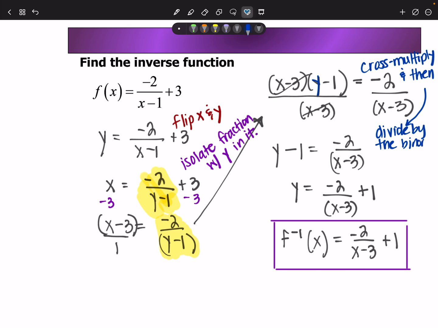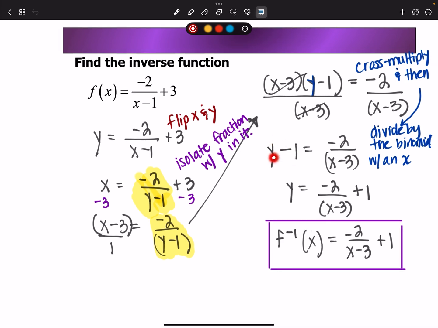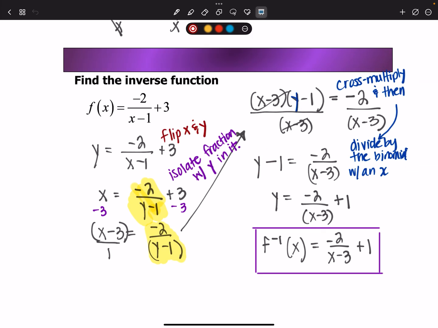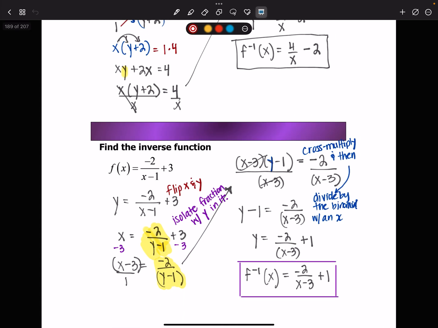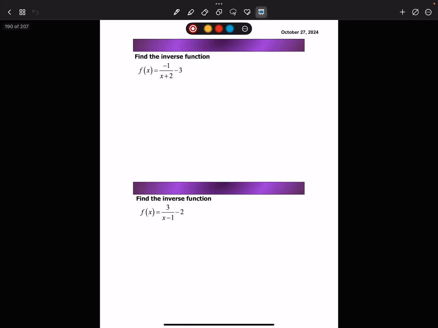By the binomial that has an x. And then from there, you should be able to tell that, okay, now we've got y minus 1 all by itself. Add 1 to get to solve for y, and we'll be good. So the first step was, after you flip x and y, isolate the fraction with y in it.